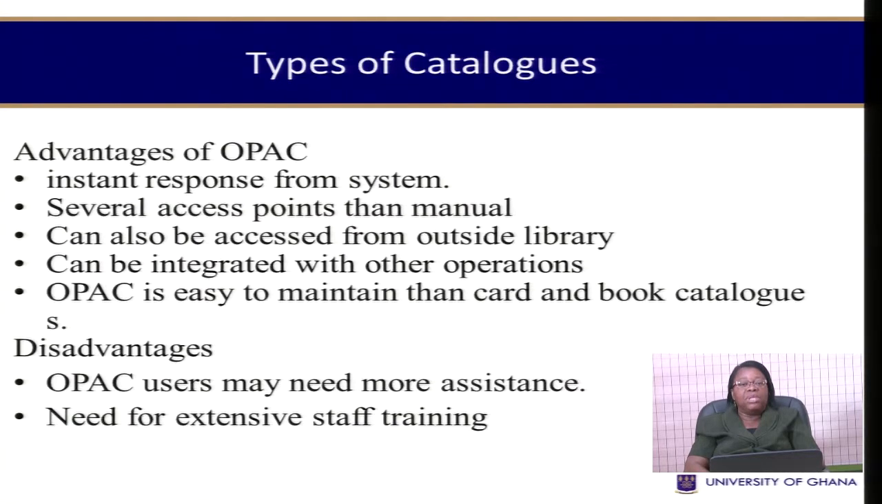Now, the advantage of the OPAC is that it provides instant response from the system. You can access from different points, so you can access author, title, keyword. Everything is searchable within the OPAC. It can be integrated with other operations. However, with the OPAC, there is a little disadvantage in that you will need to introduce your users to how to search the OPAC. But it is not too difficult.